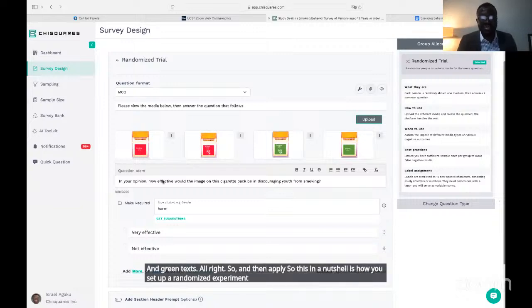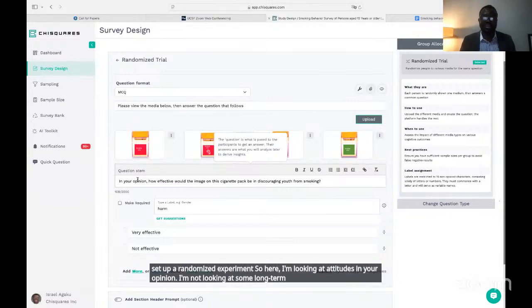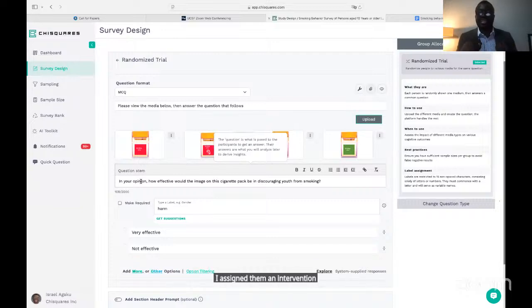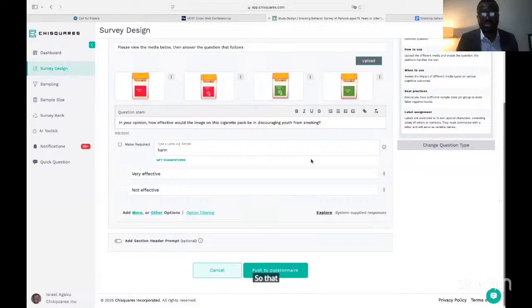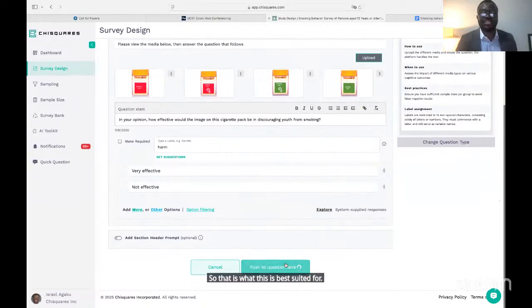So here, I'm looking at attitudes. In your opinion, I'm not looking at some long-term behavioral outcomes that will take years, right? I assign them an intervention, they look at it, and then they provide an instantaneous response based on their cognitive indicators, right? So that is what this is best suited for. And then I can push this to the questionnaire as well.